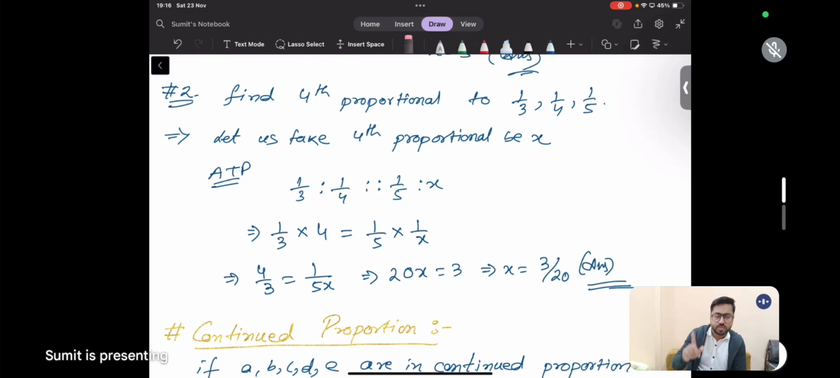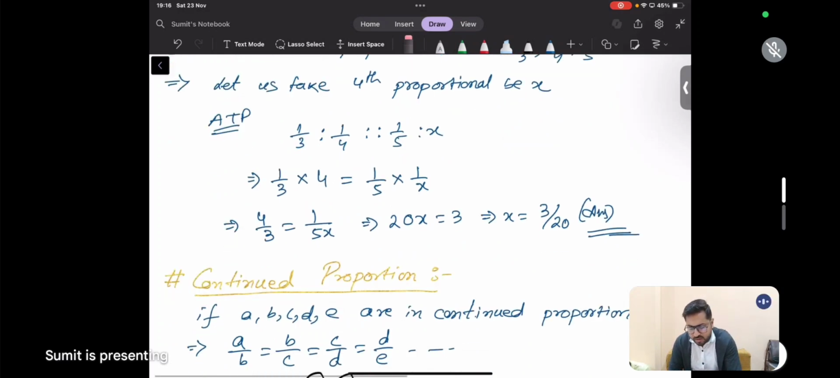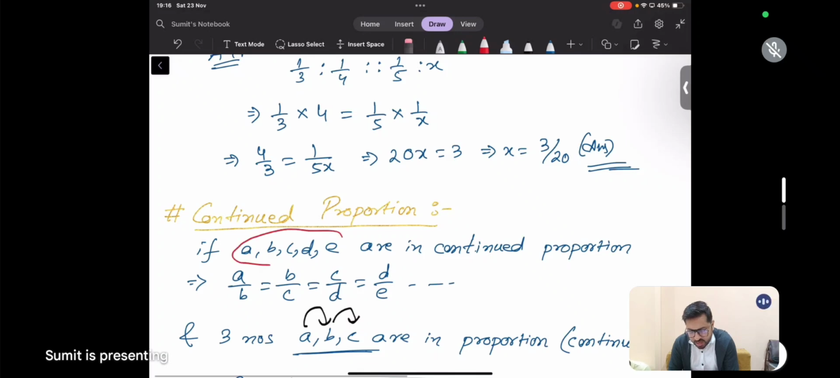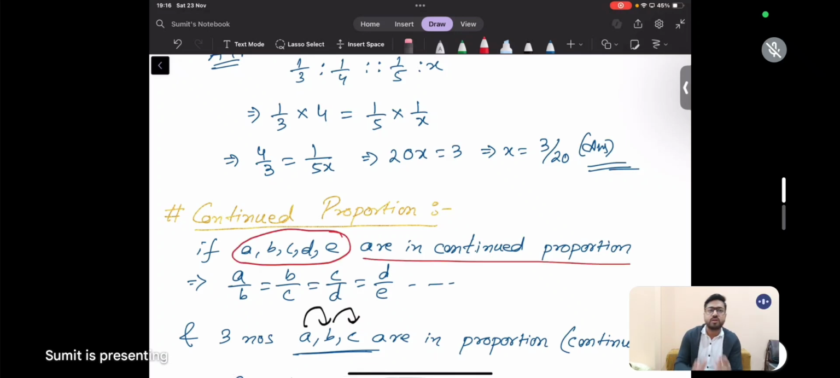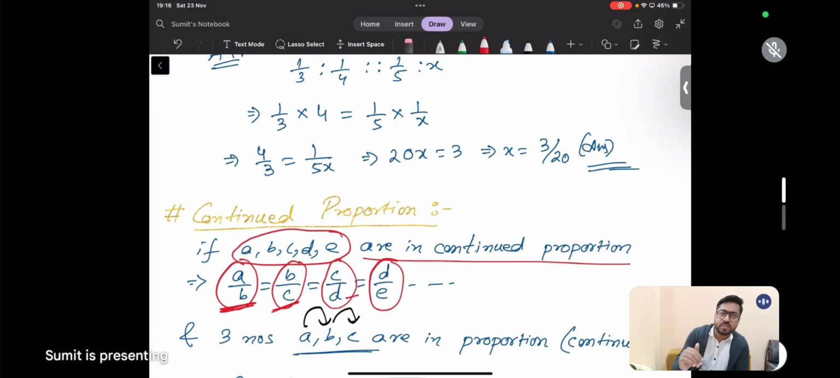will be continued. That means continued means if A, B, C, D, E, these terms are in continued proportion, যদি এরা continued proportion থাকে, then it will be A by B equal to, it ends at B na, first ratio ends at B, so second ratio will start from B, so B by C. It ends at C, the third ratio will start with C, C by D. Ends at D, later on it will start with D. That means if a ratio ends at something, second ratio will start on that.